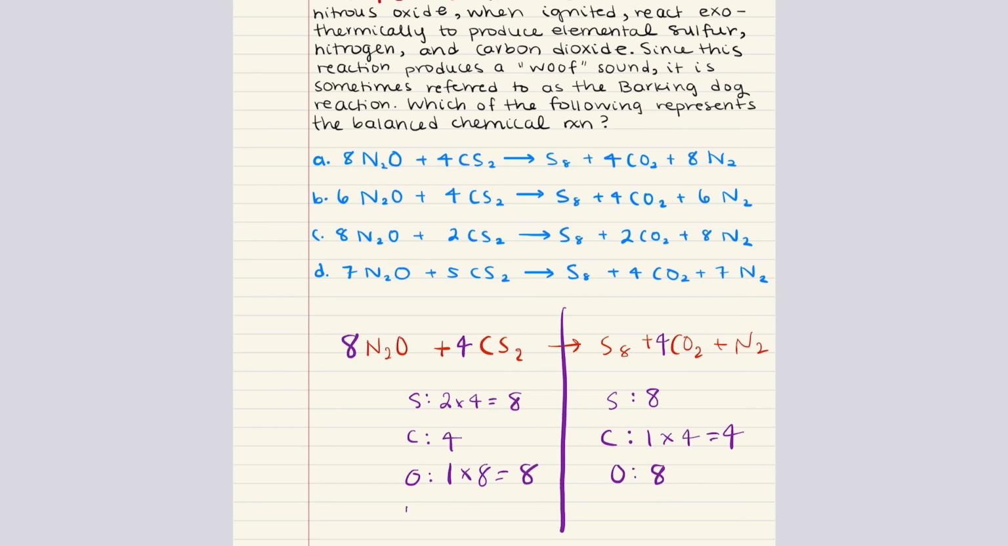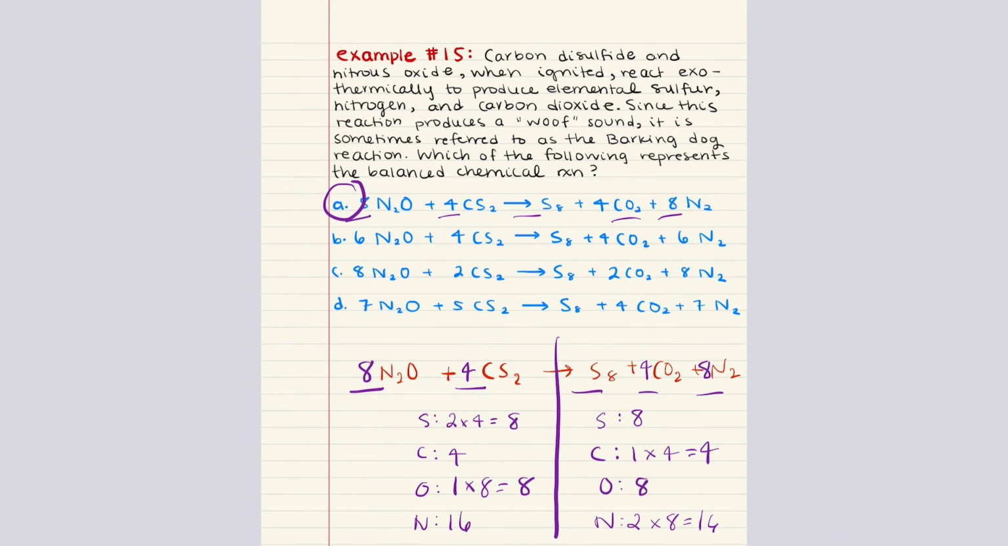Now we're going to do our last and final atom, which is nitrogen. On the reactant side, we have 16 nitrogen atoms. On the product side, we only have 2. We're going to add a coefficient of 8 right here, and lo and behold, nitrogen is now balanced. Everything is balanced, and the coefficients we have are 8, 4, 1, 4, 8. So that's what we're looking for. 8, 4, 1, 4, 8. And look at that. That is answer choice A. So the correct answer for 15 is A.